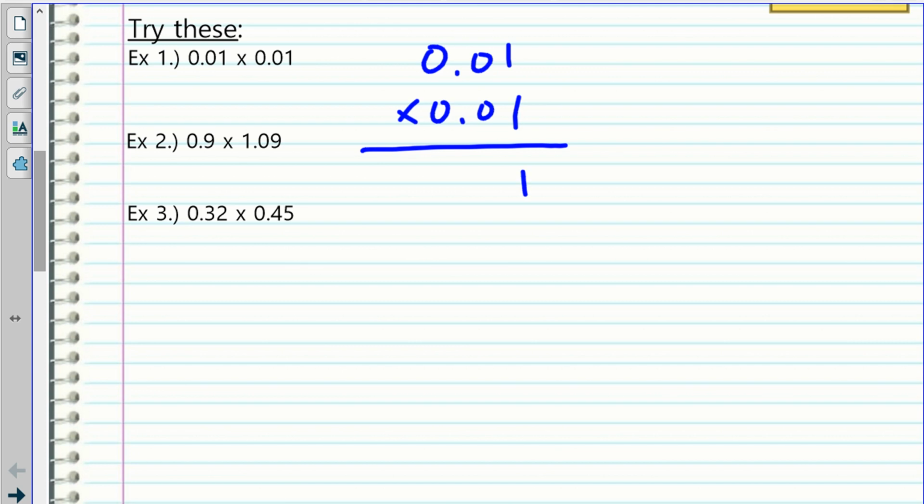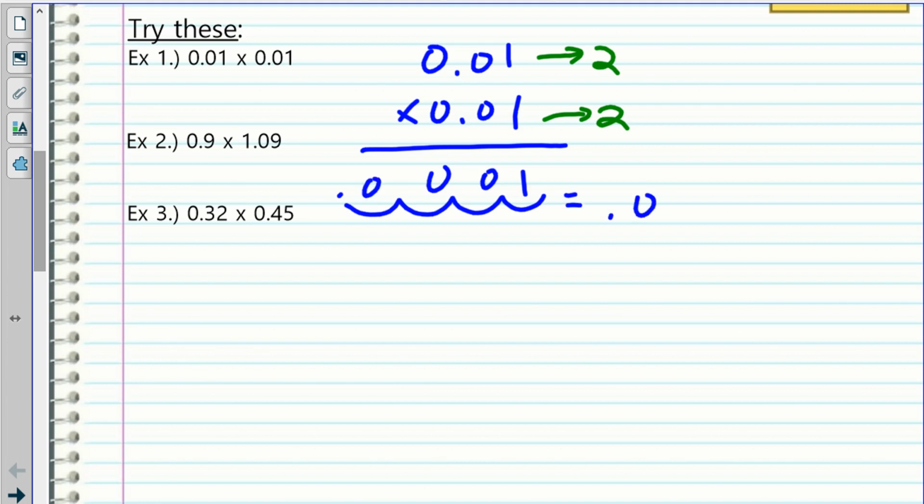So 1 times 1 is 1, 1 times 0 is 0, 1 times 0 is 0, I can stop right there. How many decimal places are there? There's 2 here, and there's 2 here, right? So it means 4 total. 1, 2, 3, 4. Now look here. I got an extra space where I put the decimal. Now, what do you think we should do here? That's right, put a 0 there, okay? 0.0001, and that's that.